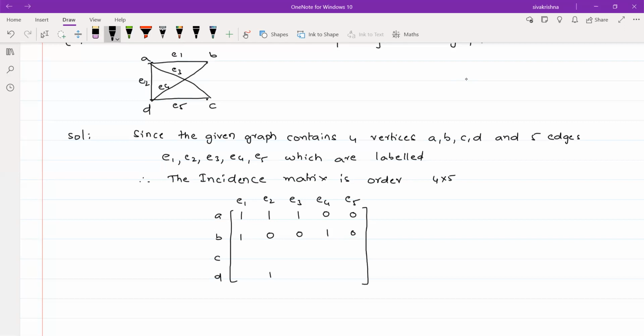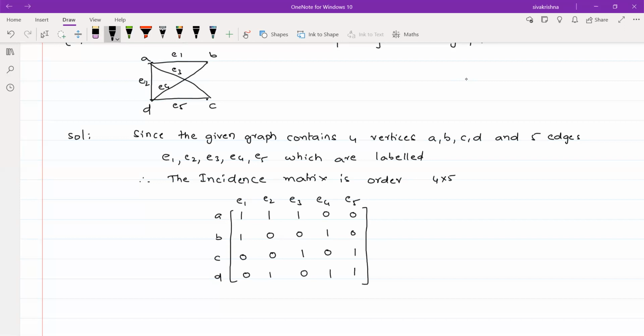Coming to the third row, E1 is not incident on C, so we write 0. E2 is not incident on C, once again we write 0. E3 is incident on C, so we write 1. E4 is not incident on C, so we write 0. And E5 is also incident on C, so we write 1. Coming to the last row, E1 is not incident on D, so we write 0. E2 is incident on D, so we write 1. Coming to E3, E3 is not incident on D, so we write 0. E4 is incident on D, so we write 1. And E5 is also incident on D, so we write 1.